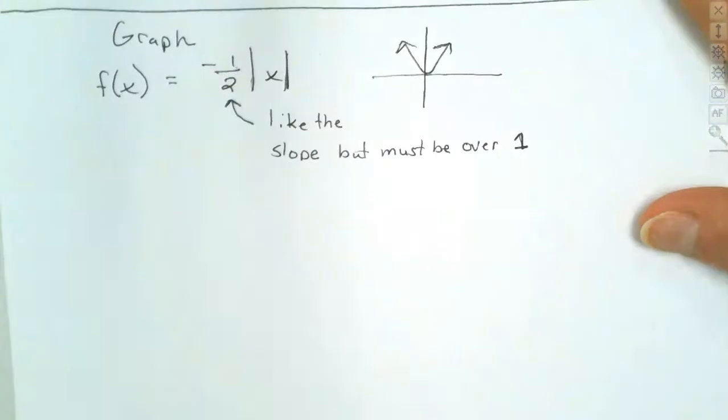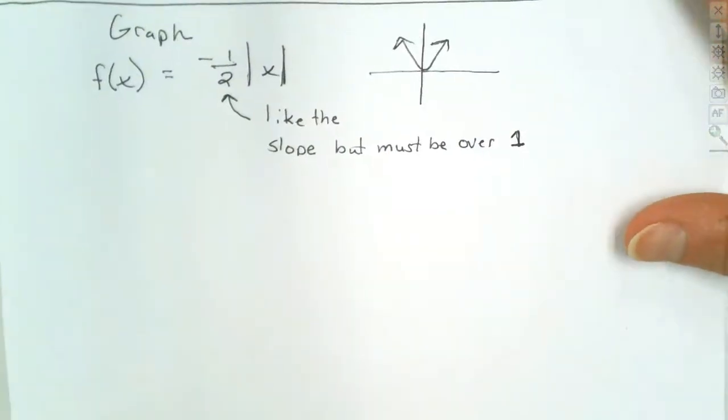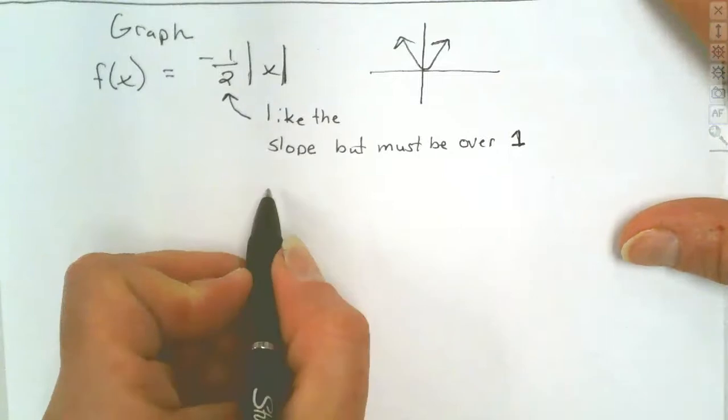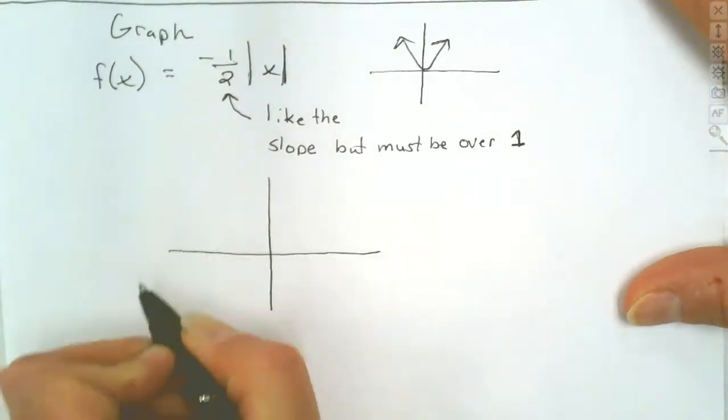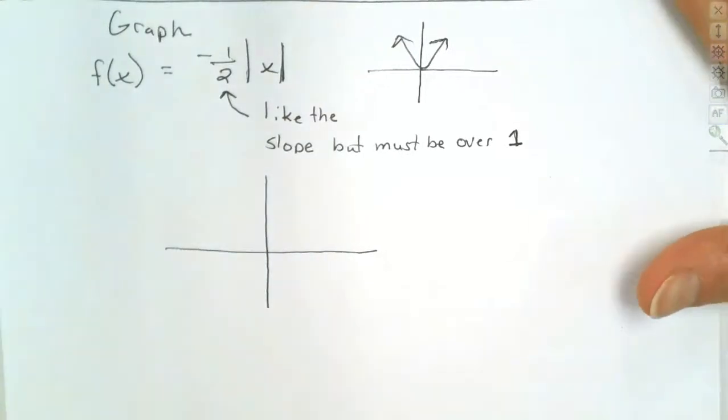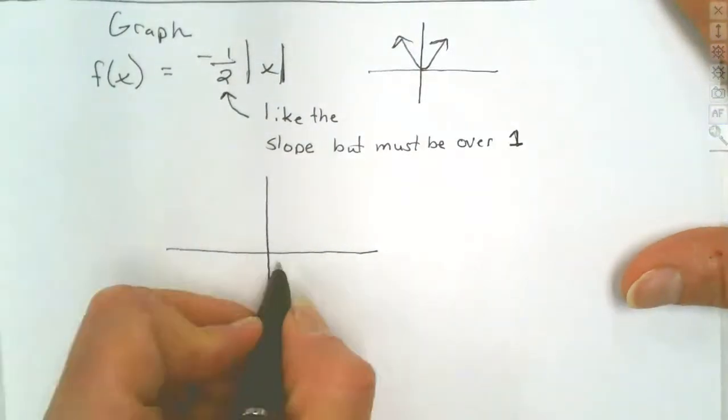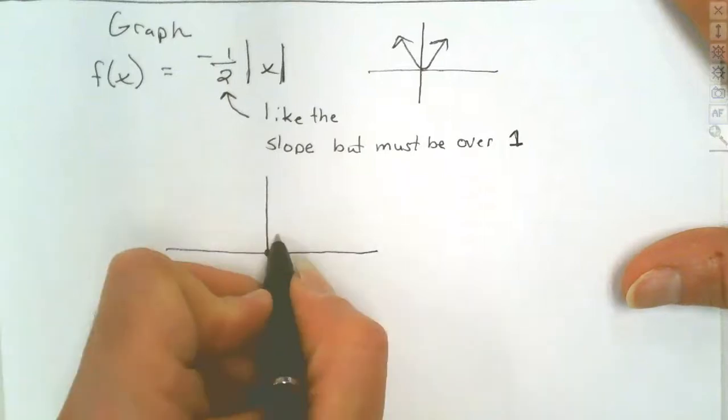So what we're going to do is we're going to look at our function. We know it's an absolute value. We know it has to be a V. We're not adjusting it up or down or left or right. The next one we will, though. This one we're going to start here at 0, 0.